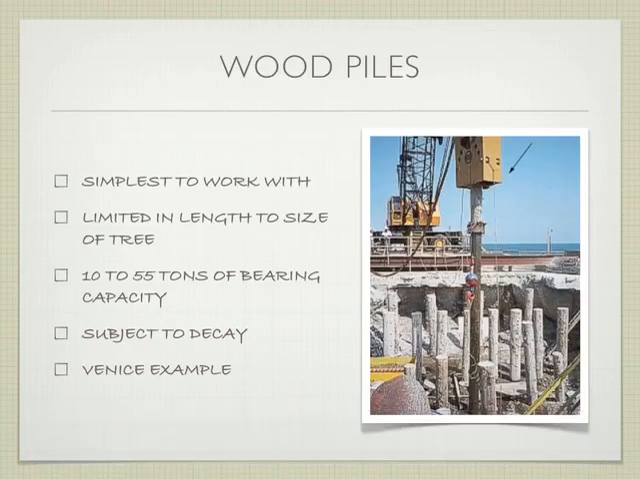Okay, so when we talk about piles, there's a variety of different kinds of piles. Wood would be the simplest to work with, and it was kind of the earliest form of a pile. So it's limited in length by the size of the tree that you cut it from. However large the tree is, that's how big the pile can be. In terms of bearing capacity of one of these, we're talking about 10 to 55 tons. The big problem is they're subject to decay.